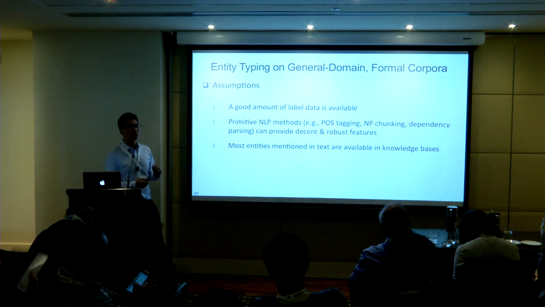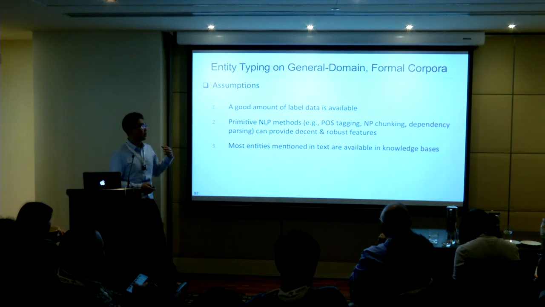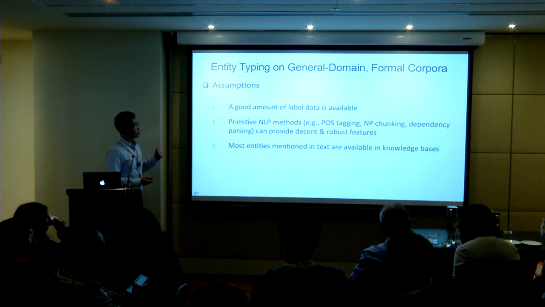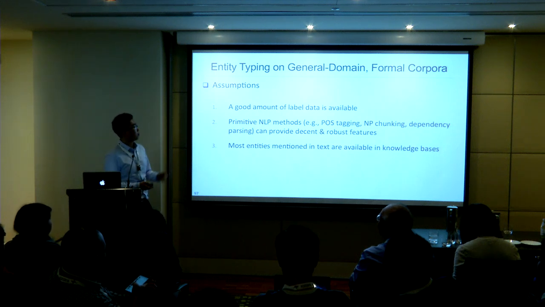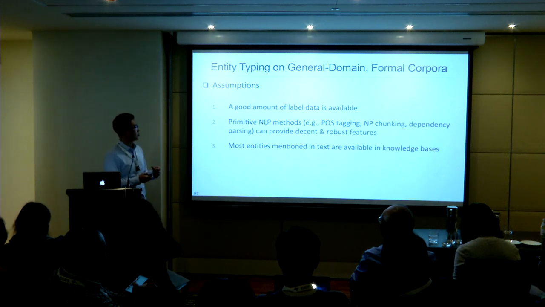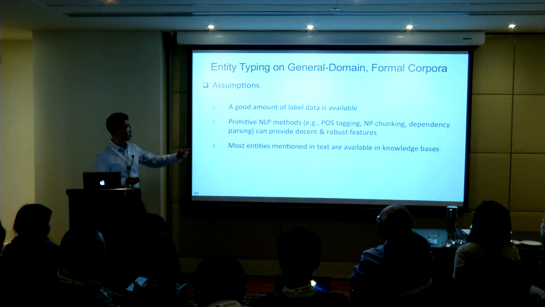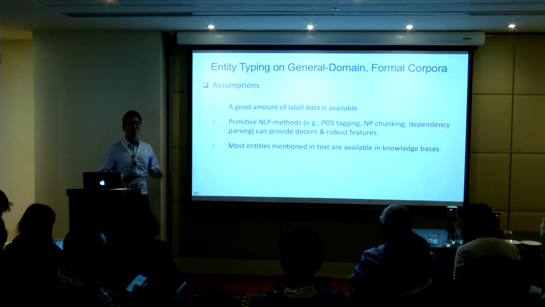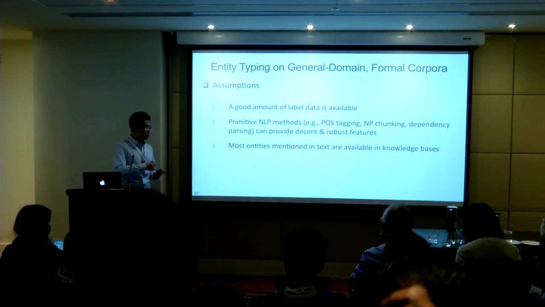Recall that we previously partitioned this text corpus into two different characteristics, where we have a general domain versus specific domain, and whether it's following formal or regular grammars versus using irregular grammars. So we also want to partition the methods into these two big categories. First we talk about the general domain and formal corpus, and there are different assumptions on each of them. For the general domain formal corpus, we're assuming a good amount of data is available for training, and some primitive NLP methods such as part-of-speech tagging and more sophisticated ones like noun phrase chunking and dependency parsing are pretty robust given this corpus, so they can provide decent and robust features to the training process.